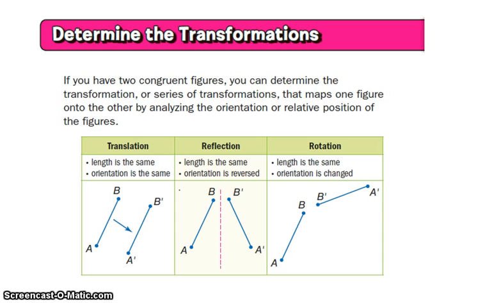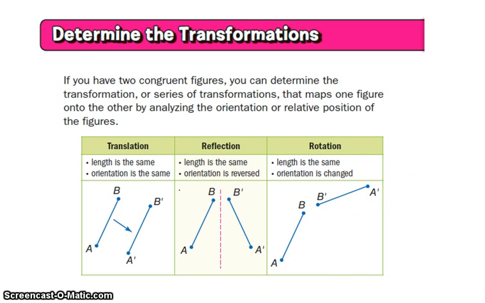Okay, what we're going to do now is we're going to go backwards. We're going to determine the transformations. What did they use to figure out if the two figures are congruent? Okay, so let's look at our chart here. We have translations, reflections, and rotations. A translation, you can tell if they're the same size and the orientation is the same. Okay, this was kind of like the question you had on your Chapter 6 test. Reflection, the size is the same or the length is the same, but the orientation is reversed. Okay, it's flipped. And for a rotation, again, the size is the same, but the orientation is changed.